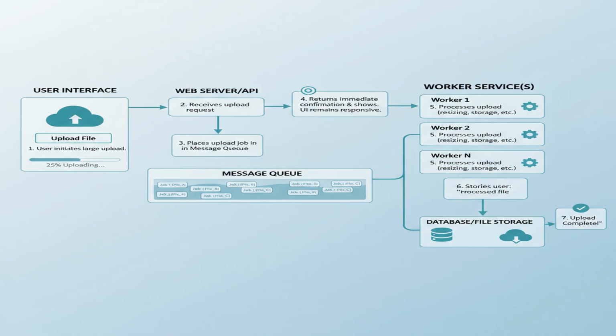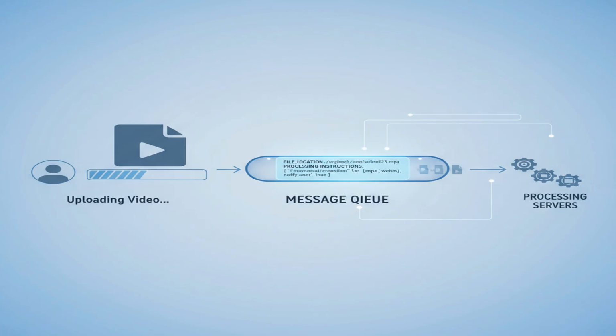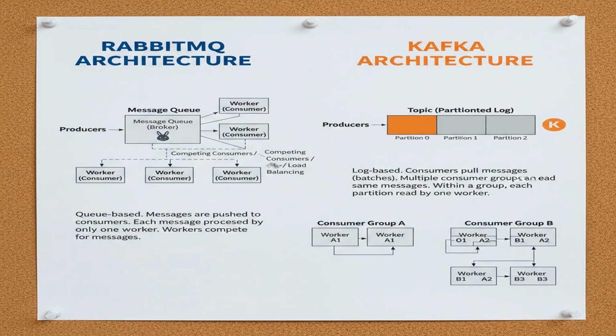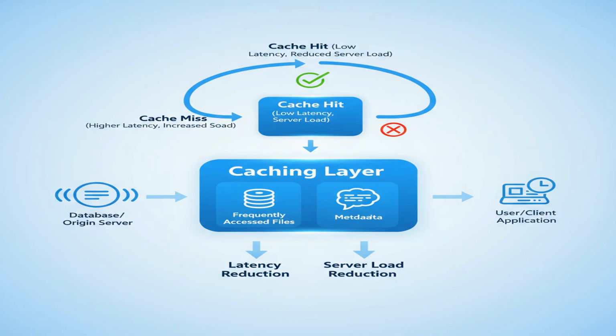For handling large uploads, asynchronous processing is essential, preventing the user interface from freezing. This is where message queues become incredibly useful. Imagine a user uploading a large video. Instead of directly processing it, we enqueue a message with the file's location and processing instructions. Services like RabbitMQ or Kafka then distribute the processing load across multiple workers. This ensures a responsive experience even with heavy background tasks.